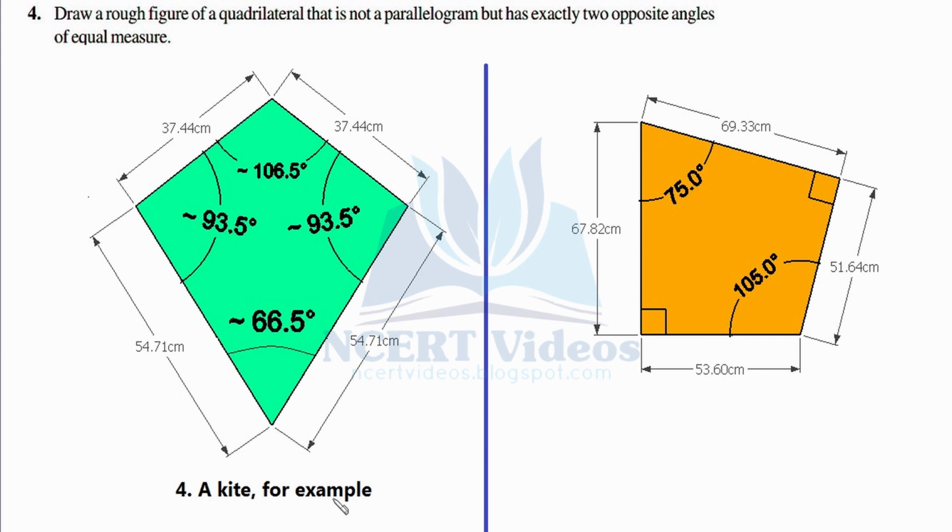So a kite is one example. Again, we have this particular quadrilateral which is not a parallelogram and also not a kite. With this, our question number 4 of exercise 3.3, chapter 3, Understanding Quadrilaterals, Mathematics class 8th has been solved.